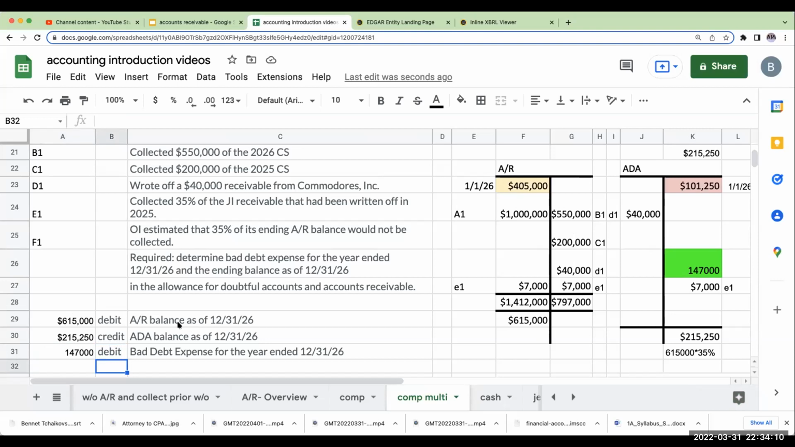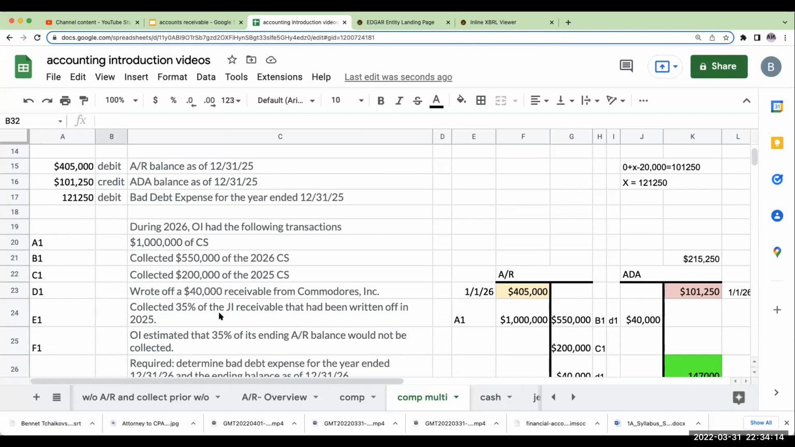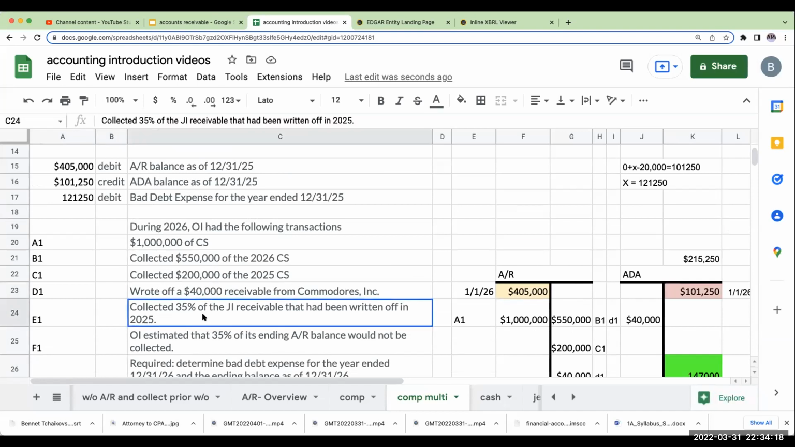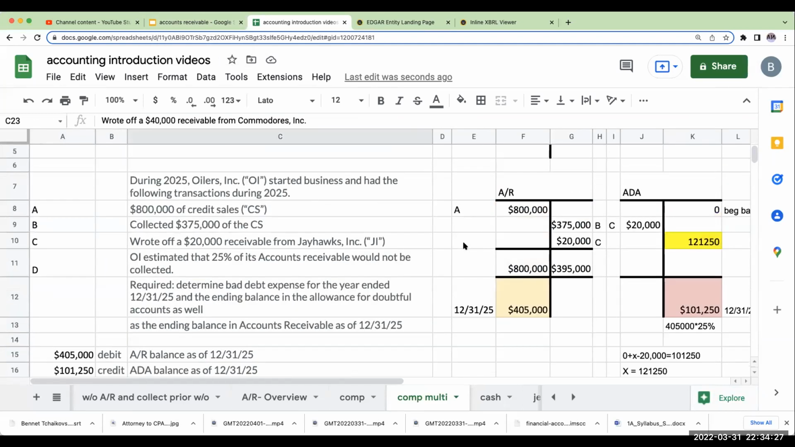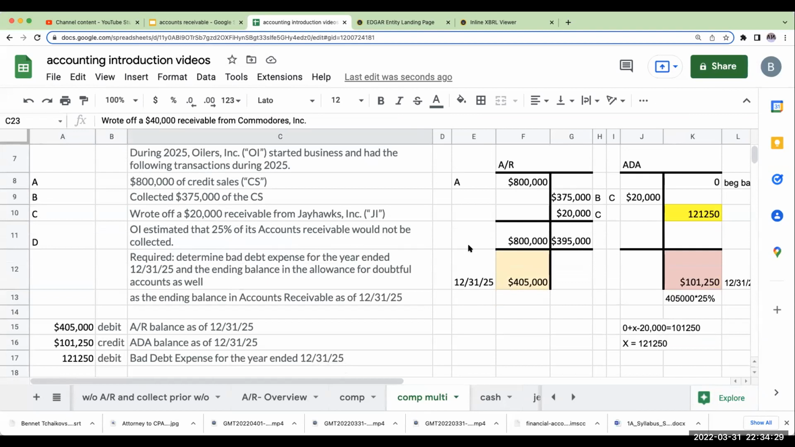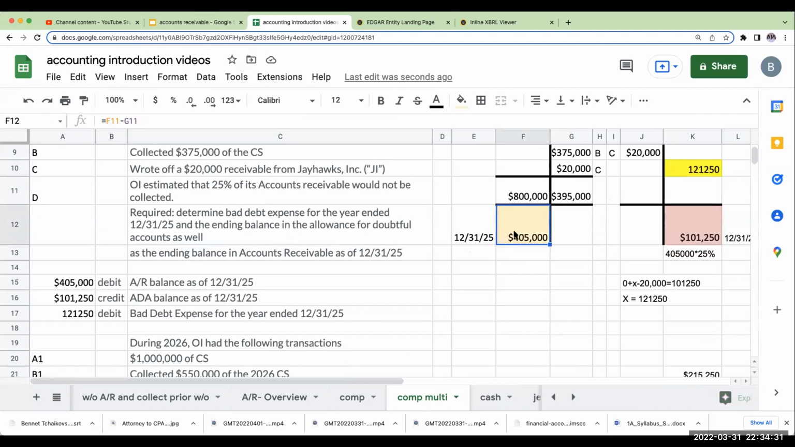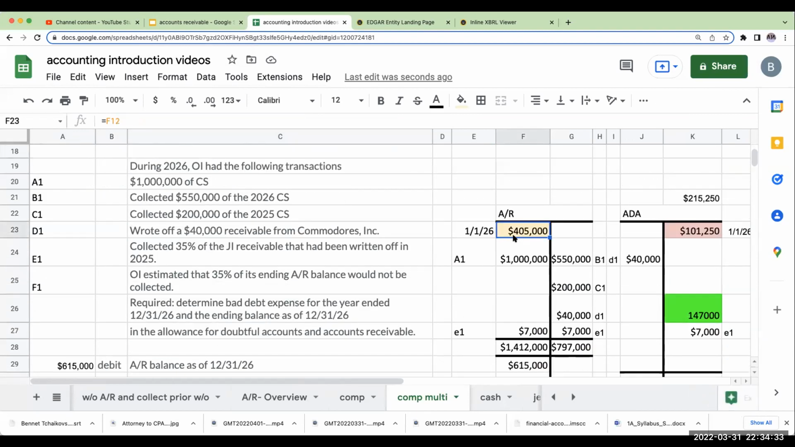Could I make this question harder? Sure, I could add on another year. If I added on another year, what would happen? Well, I might be collecting more of the JI receivable, and I might be collecting some of the Commodore's receivable. But again, it just depends on what's happening for that particular question. But for this type of multi-year period question, just make sure you use the T accounts. Make sure that your ending balances become your beginning balances for the next period.